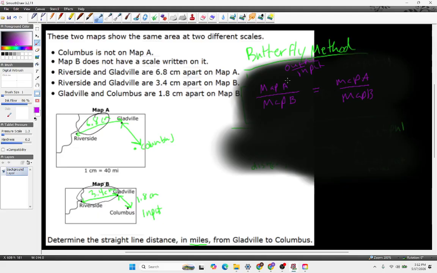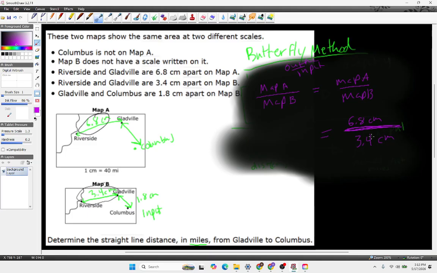All right. So let's go to our pair here. Let's go to the values we do have. So for map A, Riverside to Gladville is 6.8. So it's 6.8 centimeters for map A. Riverside to Gladville for map B is 3.4. Remember to find K. Well, we're not finding K here. We kind of are, but we're not using the y equals kx approach.